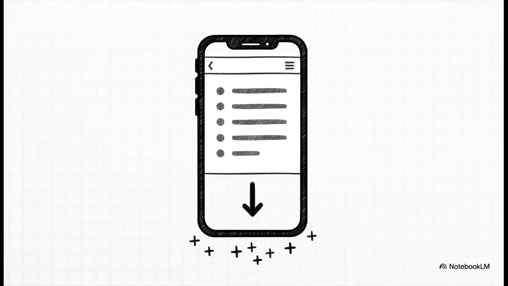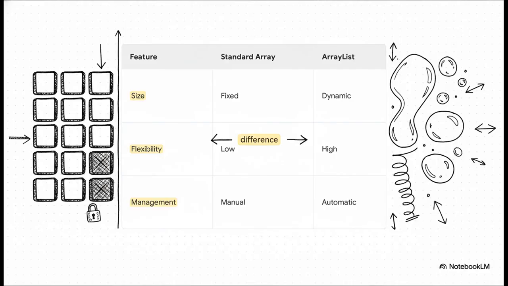The ArrayList is way more like the Notes app on your phone. You just open it up and start typing your list. Need to add one more thing? No problem. 10 more things? Go for it. The list just grows. It automatically expands and shrinks to fit exactly what you need. It's kind of magical. So let's put them side by side. Your standard array has a fixed size, which means its flexibility is pretty low, and you have to manually manage all of that. The ArrayList, on the other hand, its size is dynamic, its flexibility is super high, and the best part, the size management is totally automatic.